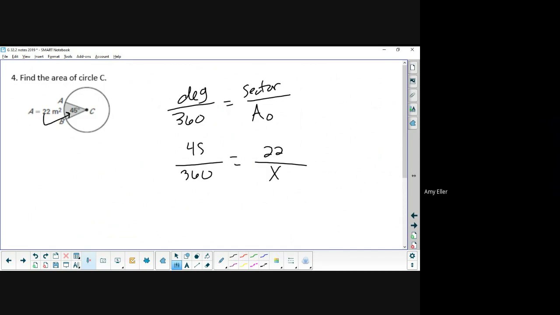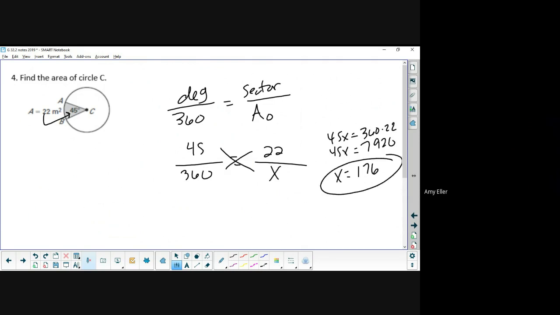Yeah, the more proportions you do, the easier they get. Pretty quick one.